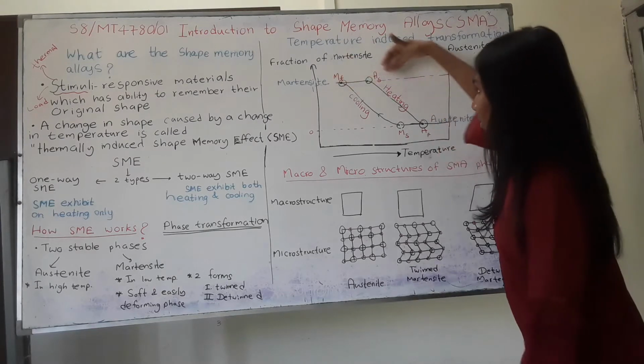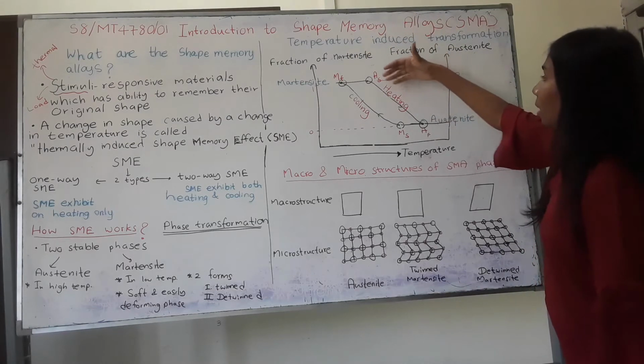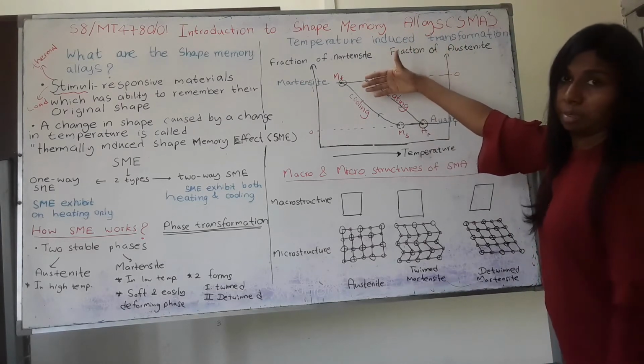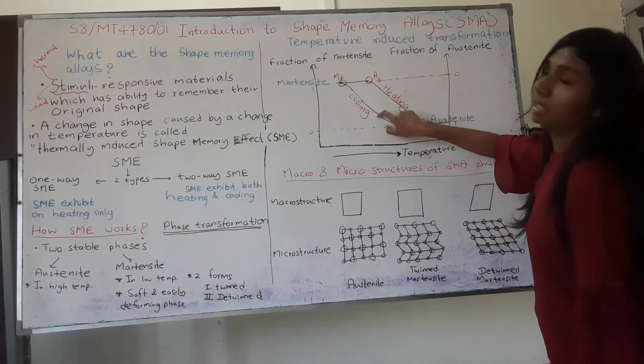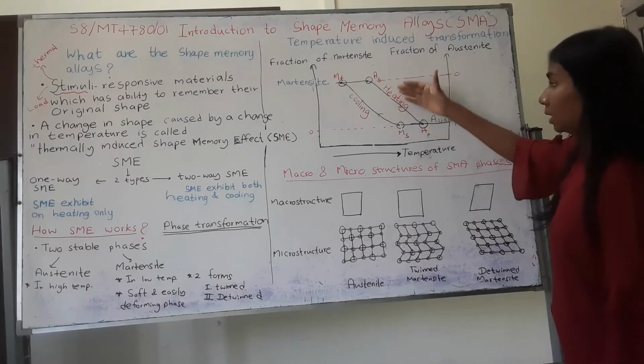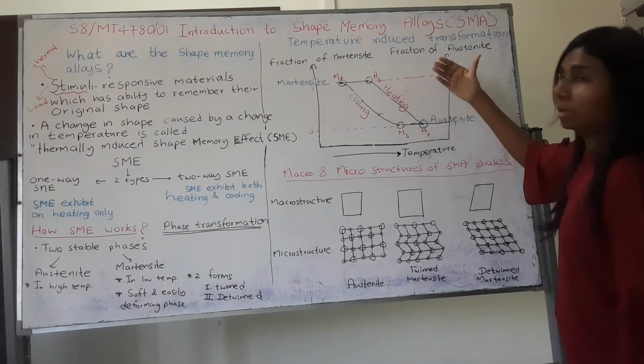And this cycle is for one-way shape memory effect, and when it comes to the two-way shape memory effect, this cycle is added to the material, and those two cycles appear in the material.